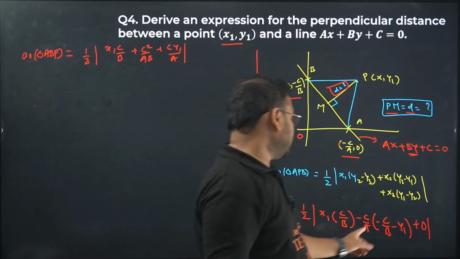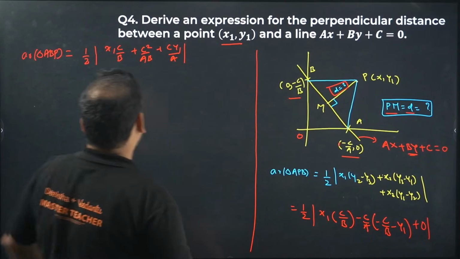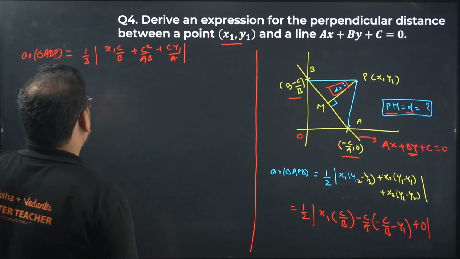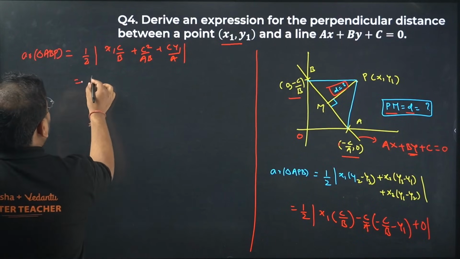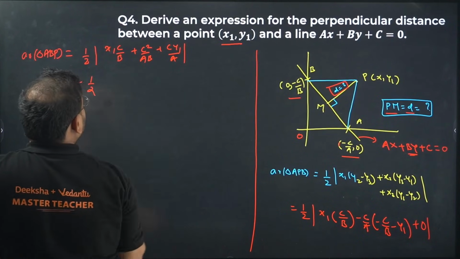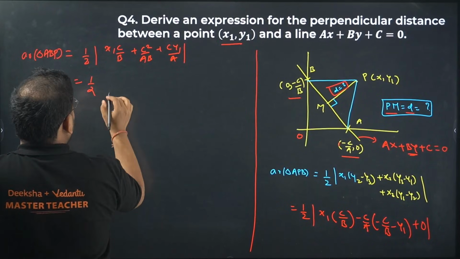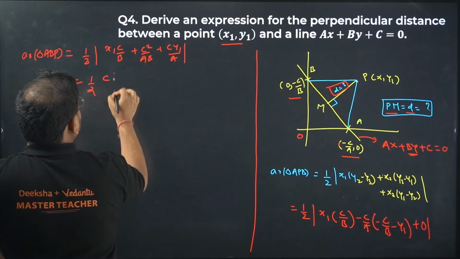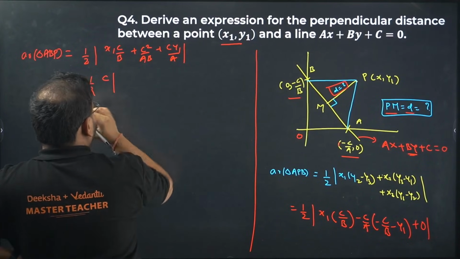CY1 by A, correct? CY1 by A. Okay, sir. All right, great. Now if I take the value C common, I take the LCM. Check here. If I take C common over here, I'll get this value as, check this out.